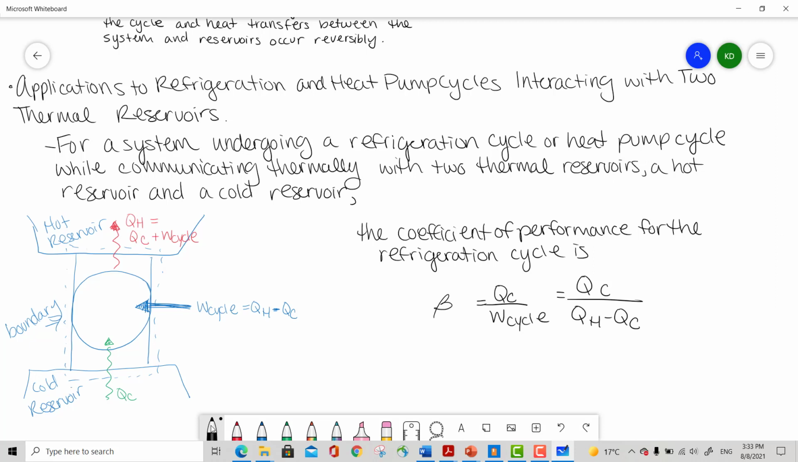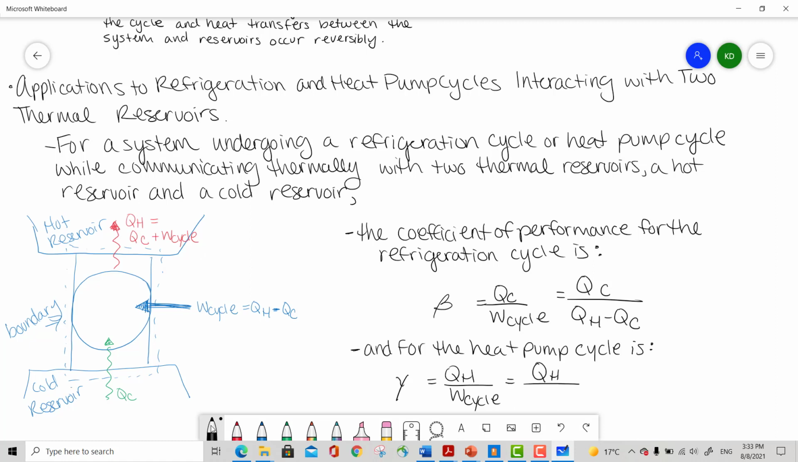And then again, this is the refrigeration, and for the heat pump cycle, this will help out a little bit, it's heat transfer hot over the work of the cycle. So you should see where we're just flipping these. We're just highlighting heat transfer cold or the hot heat transfer. So you've got both of these equations. So let's move on.